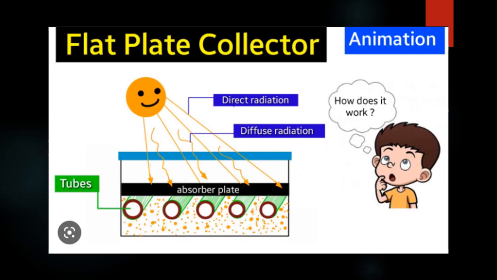So we have the flat plate collector. So what is it and how does it work? A solar flat plate collector has an absorber plate, and diffuse radiation and direct radiation are received from the sun. And there are tubes, they are called absorber tubes. So this is basically a diagrammatic representation of a flat plate collector.